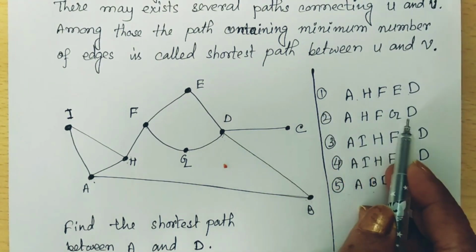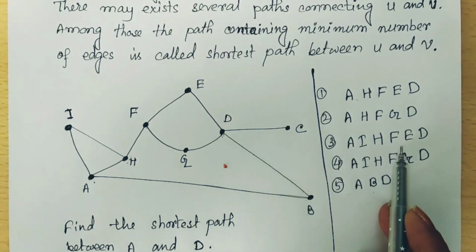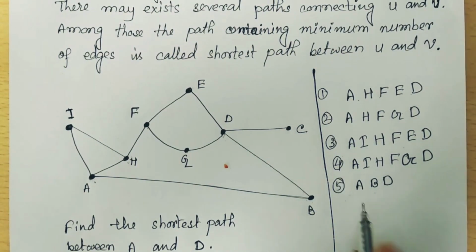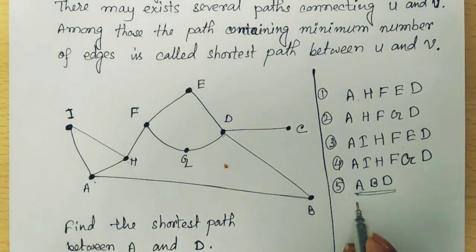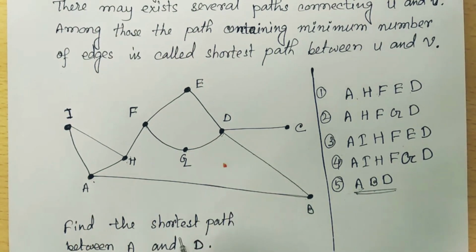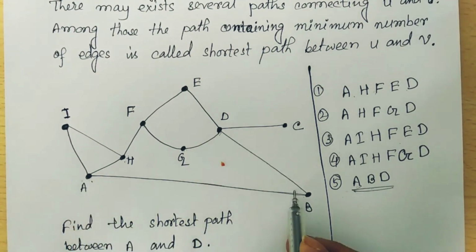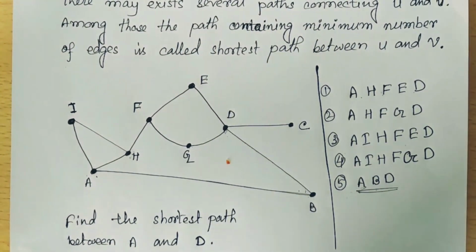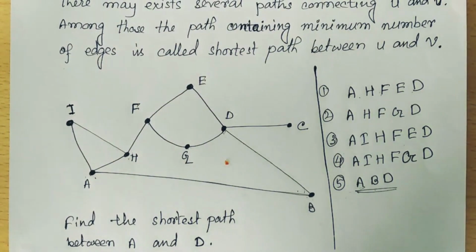Second path, its length is again 4. Third path, its length is 5. Its length is 5 and its length is 2. So we can say, if you want to reach A to D, then the shortest path is A to B, B to D. So this is the shortest path when the graph is an unweighted graph.